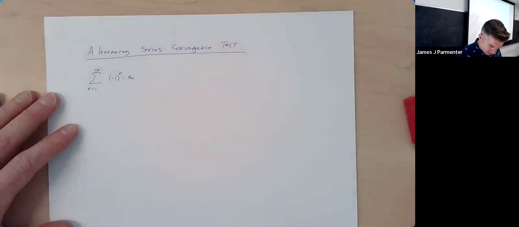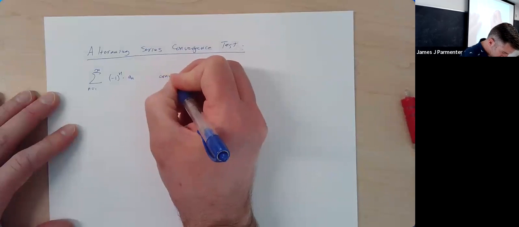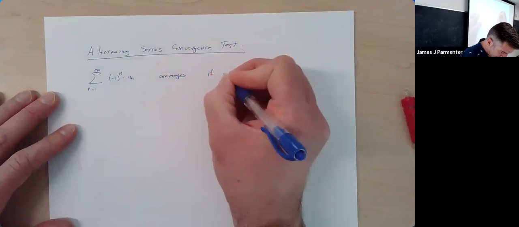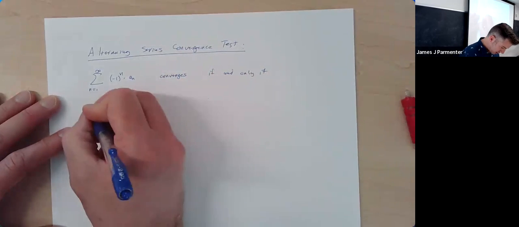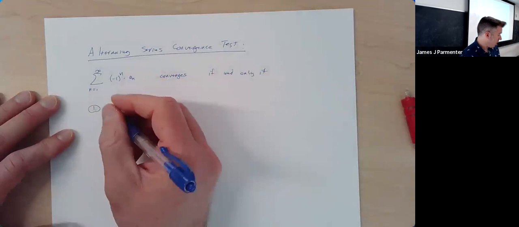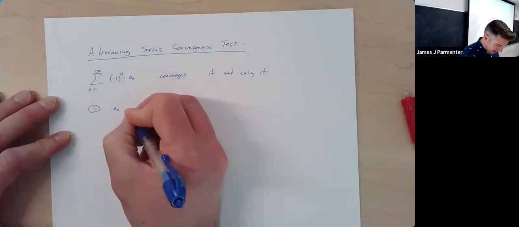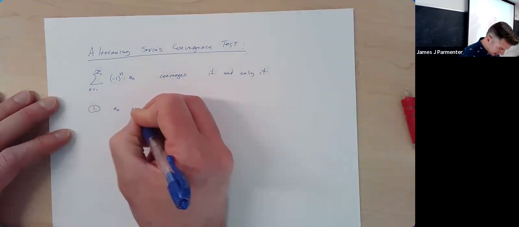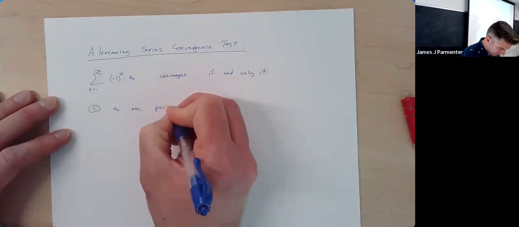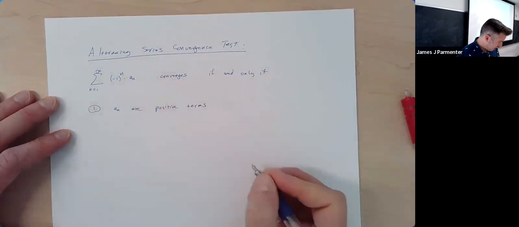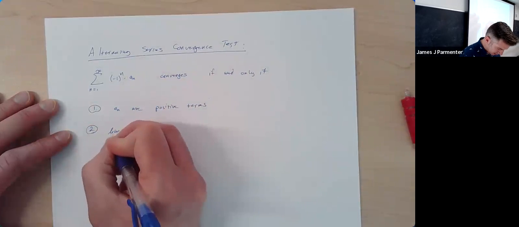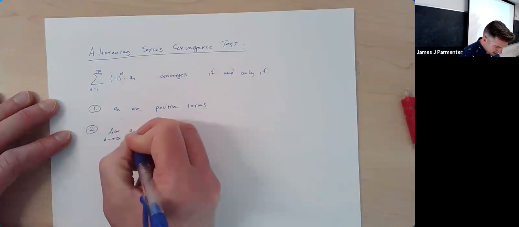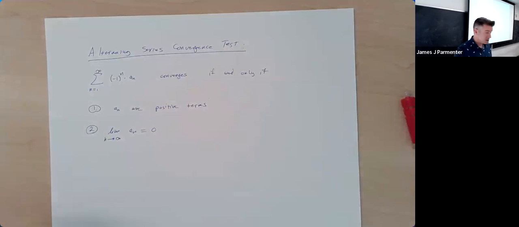So this is going to converge if and only if the following 3 conditions are met. Condition 1, the a sub n's are positive. That's typically kind of given, but it is something you have to at least think about for a second. And then thing 2, the other thing I said, that the limit of the a sub n's is 0, which makes sense because if they weren't 0, you could say that the series diverged by the nth term test.